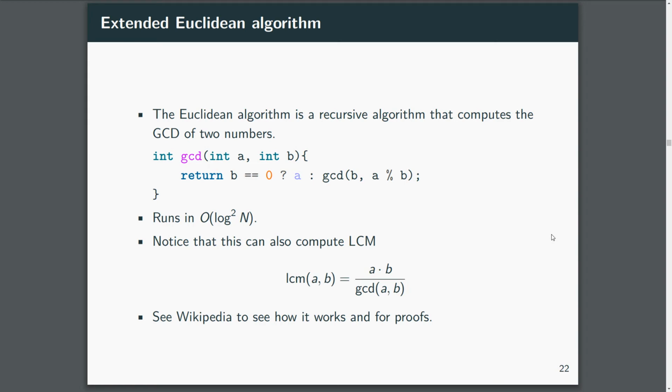And we can use this to calculate the LCM function. So if you multiply a by b, and then you remove the greatest common divisor of a and b, so you're removing what was common in a and b in prime factors, then you get the least common multiple of a and b.